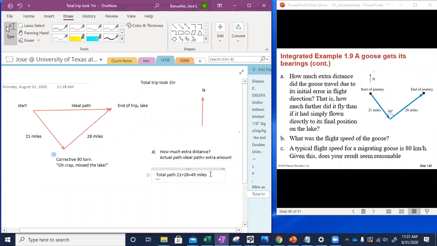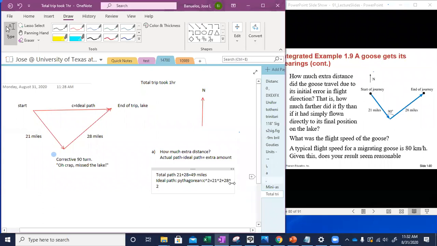The next part is the ideal path. How do we solve that? Well, if you remember, we have a nice 90-degree turn here, so we use the Pythagorean theorem. Let's just call the ideal path equal to the length c. So you're going to have c squared equals 21 squared plus 28 squared. You're going to take that and then take the square root of it to get c, and that will give us the answer.